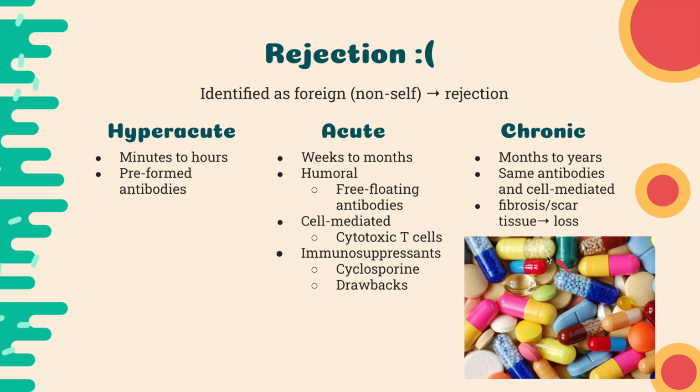Throughout their life, the patient has to be on a large number of drugs, almost 12 pills a day, and because it weakens their immune system, they're more subject to other diseases such as infection and cancer. The last is chronic rejection, which happens months to years after transplant. It involves the same antibody and cell-mediated responses seen in acute rejection, and results in fibrosis, scar tissue, and then loss of the organ.